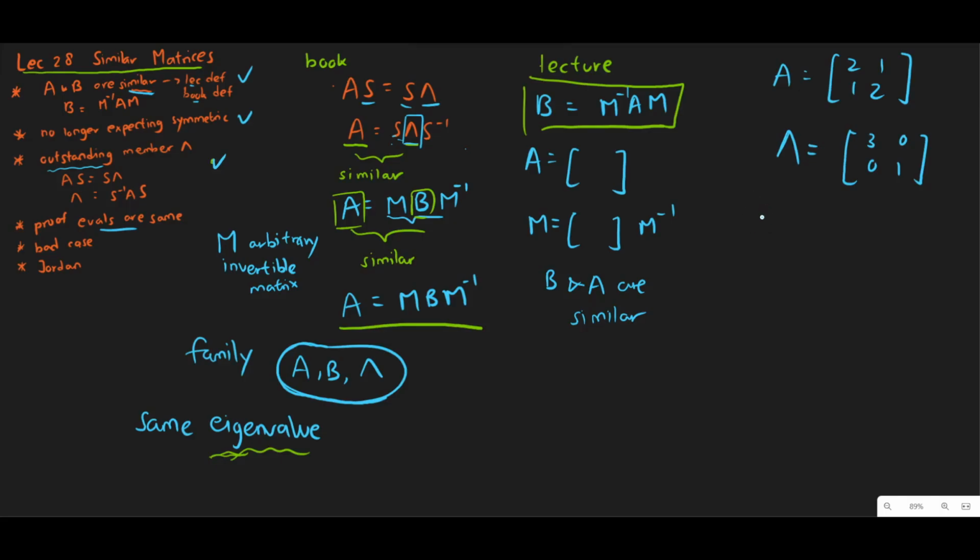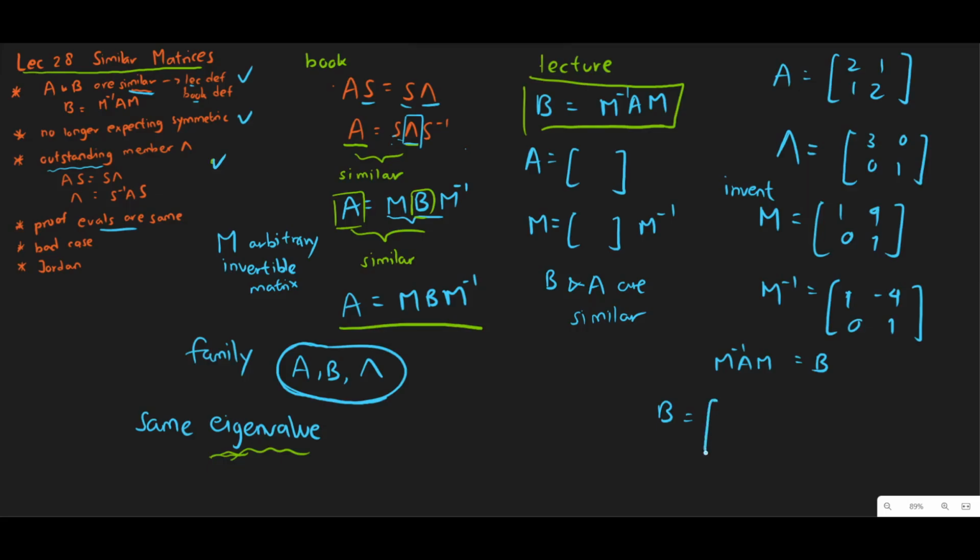And here let's just invent a matrix M, right? Matrix M to be 1 4 0 1, and then the inverse of that is 1 minus 4 0 1. And then if you do this multiplication of M inverse AM, you will end up with a matrix B, which is minus 2, minus 15, 1, 6.